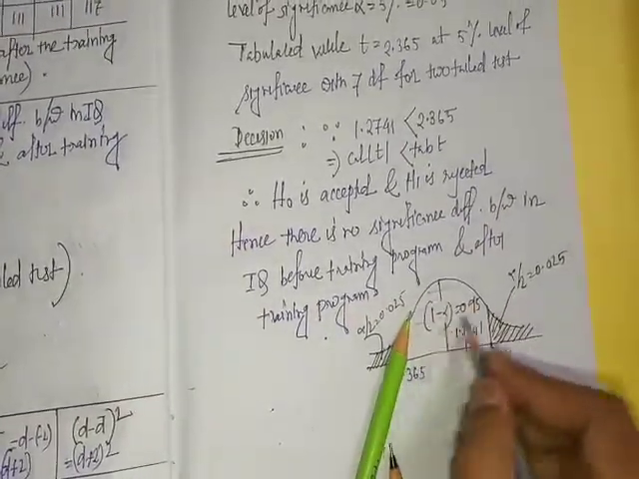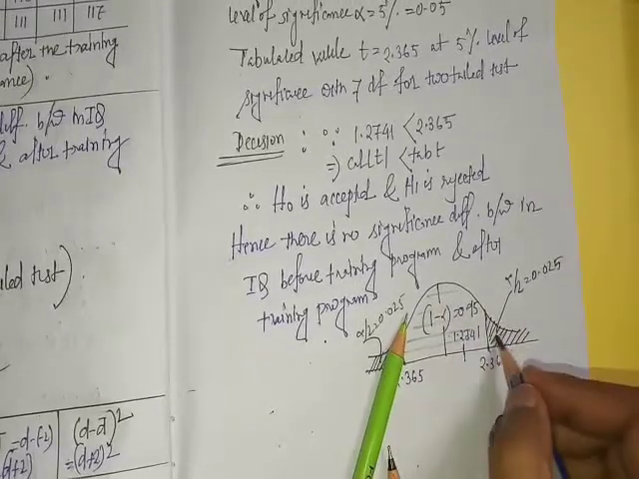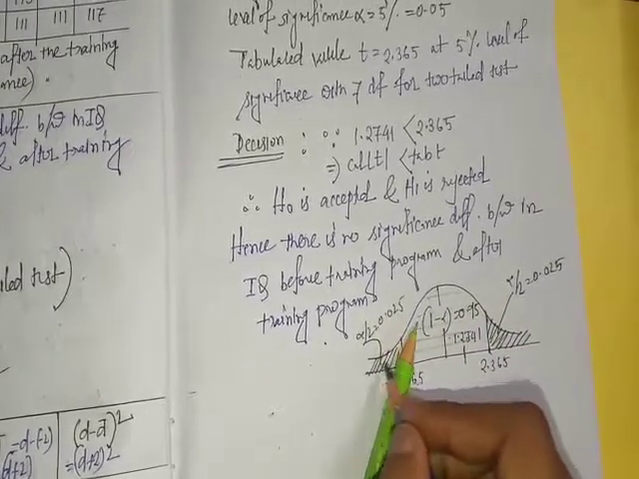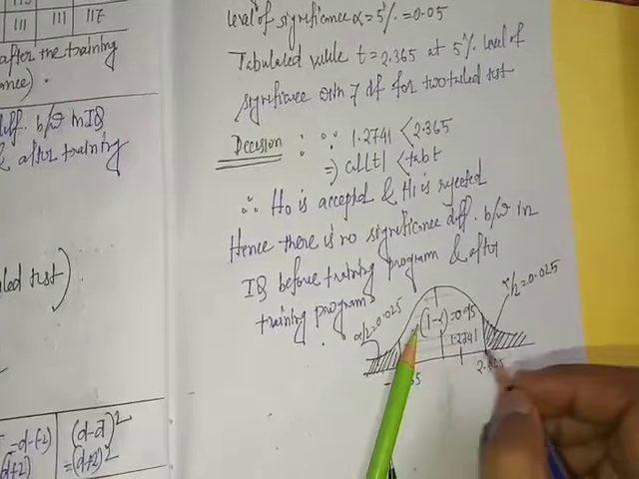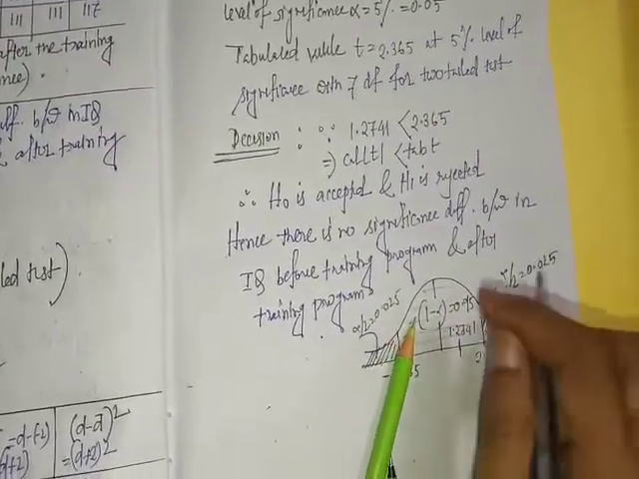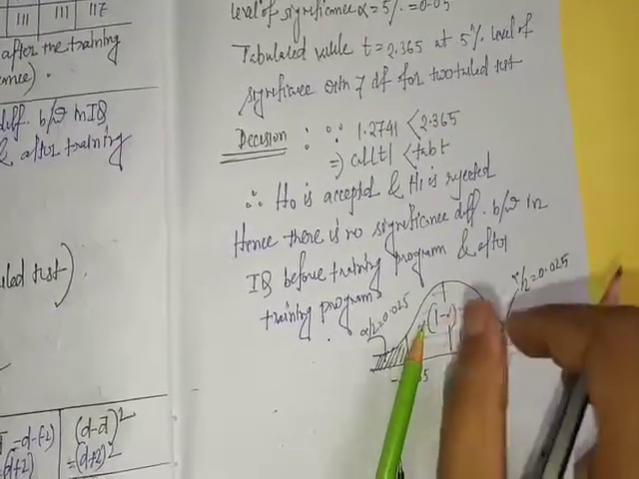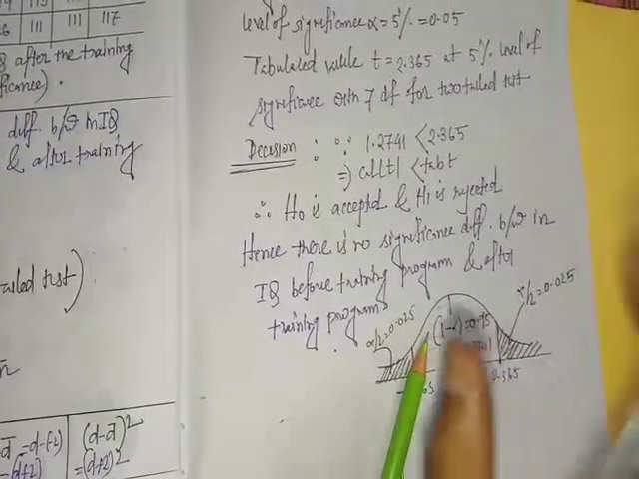So this is the accepted region. In this region the null hypothesis is accepted, and this is the rejection region. In this region the null hypothesis is always rejected. Since the calculated value lies in the accepted region, that's why we accept the null hypothesis. Clear?